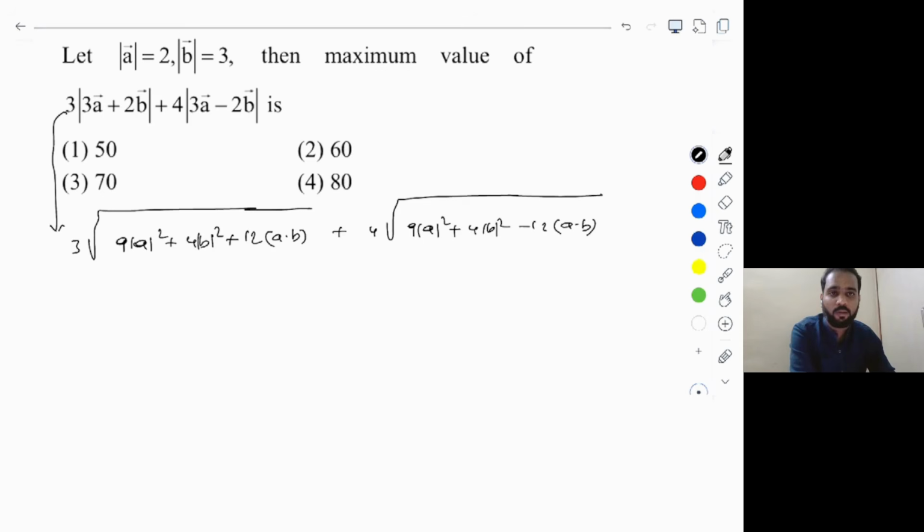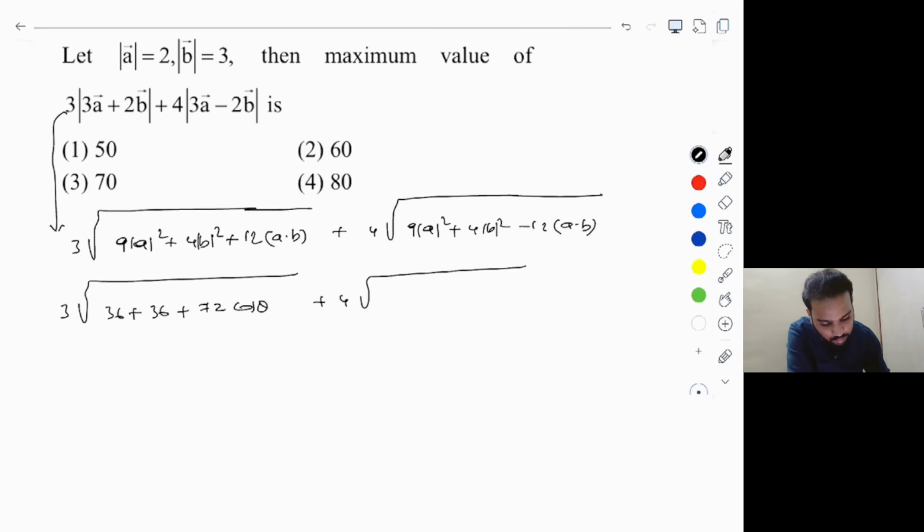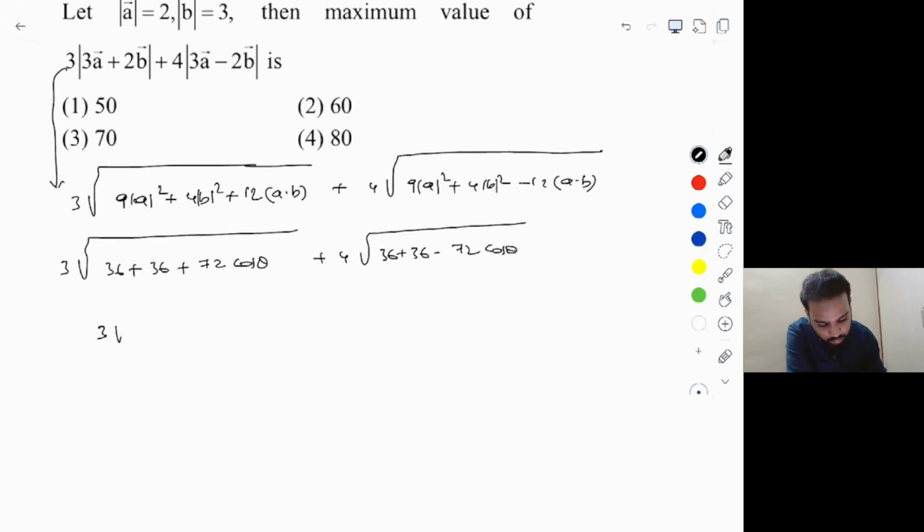But we have values of mod a and mod b. I'm going to substitute it here. So it is 3 times square root of 9 into 4, which is 36, plus 4 into 9, which is also 36, plus again, I know how to expand a dot b, mod a into mod b into cos theta, which will give you 6 into 12, which is 72 cos theta. And then similarly here also 4 times. So this will be exactly the same with a minus sign in between, which means 36 plus 36 minus 72 times cos theta. Let's expand and try to observe what happens.